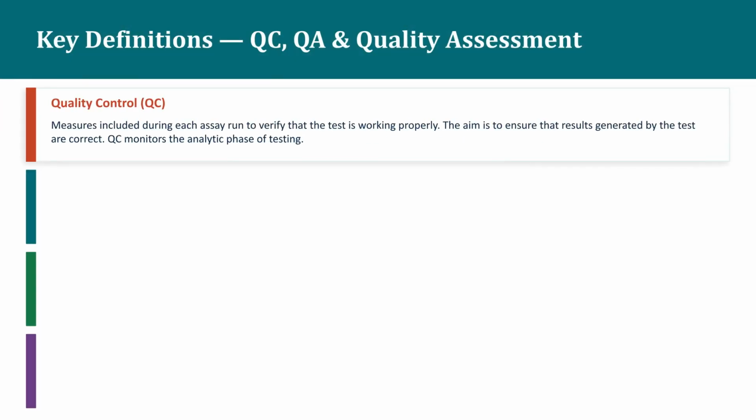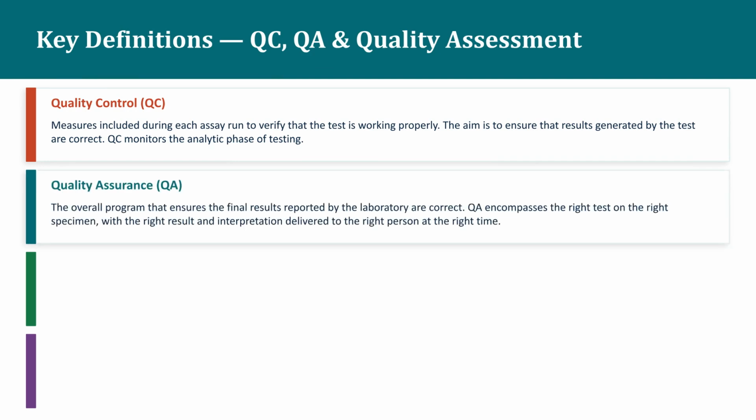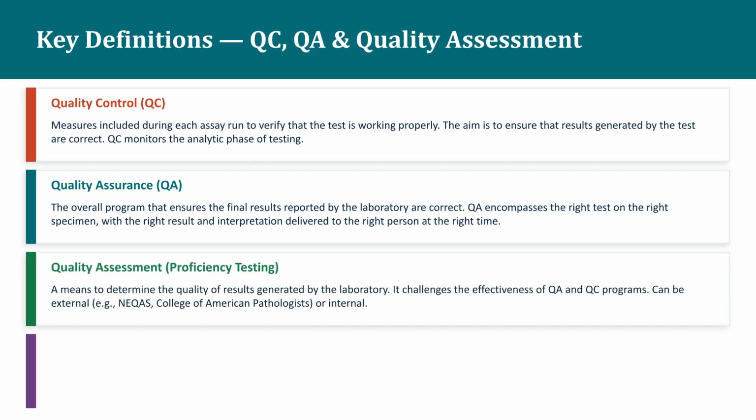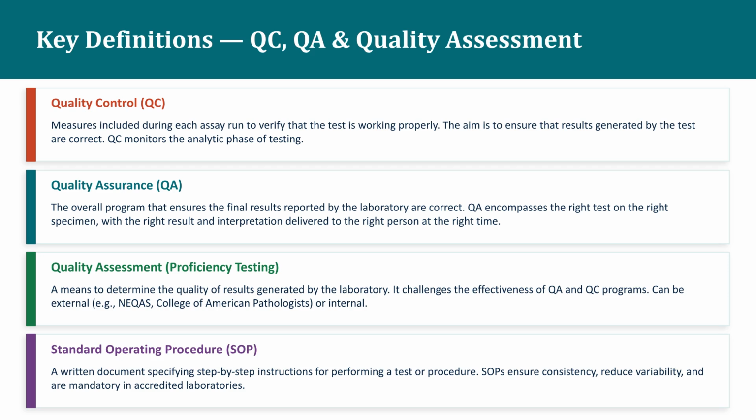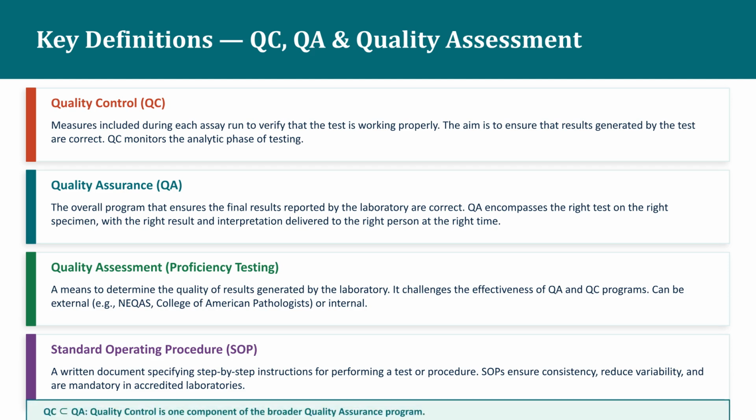QC is the checking process done during testing to make sure the assay is working properly. QA is broader. It covers the whole process, from test request until the final result is reported. Quality assessment, or proficiency testing, checks whether the laboratory can produce correct results compared with other laboratories. SOP means standard operating procedure. It gives clear step-by-step instructions so that all staff perform the test in the same way. So QC is part of QA, and both are important in serology.